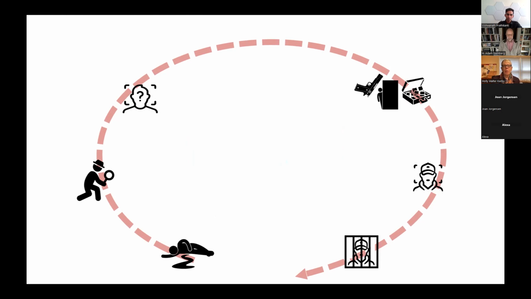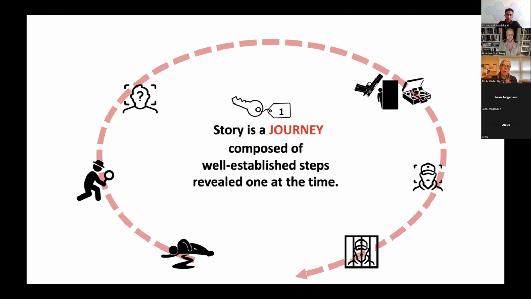So, number 1, story is a journey composed of well-established steps revealed one at a time. These steps are present in nearly every story, and they go like this. The world before, or what happens at the very beginning of the story. This sort of sets the stage.